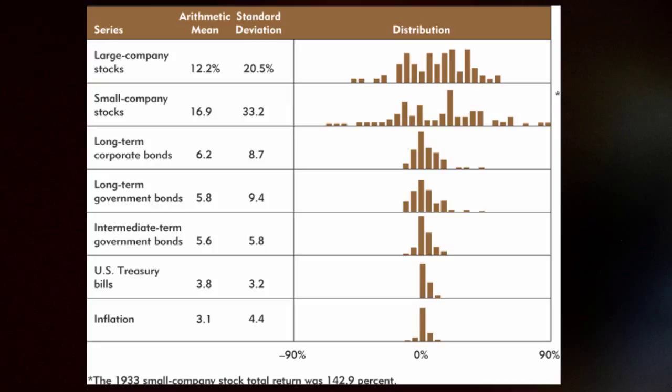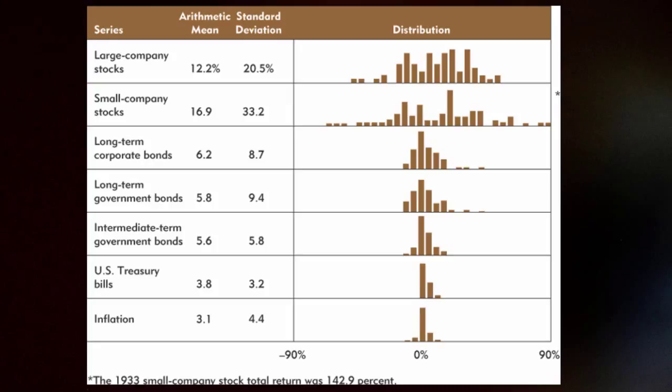The U.S. Treasury bill average simple arithmetic return was 3.8% with a standard deviation of 3.2%. So here we can see that the risk-free investment of U.S. Treasury bills does indeed have the lowest volatility, and thus the lowest risk of every single investment we've looked at so far.